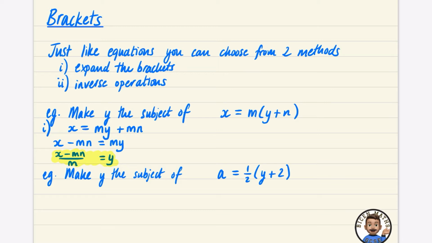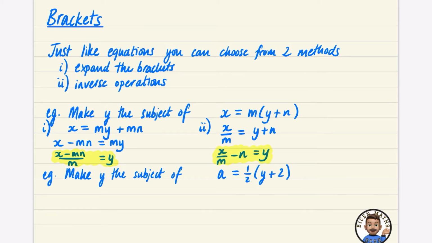Now the second method that we can do is to use our idea of inverse operations. So this is y plus n, and then it's being multiplied by m. If I want to get rid of that multiplying by m at the beginning, I can divide by m. And if I divide by m, I immediately get rid of that m at the front. So all I want to do now is make y the subject by subtracting the n. So it will be x divided by m minus n equals y.